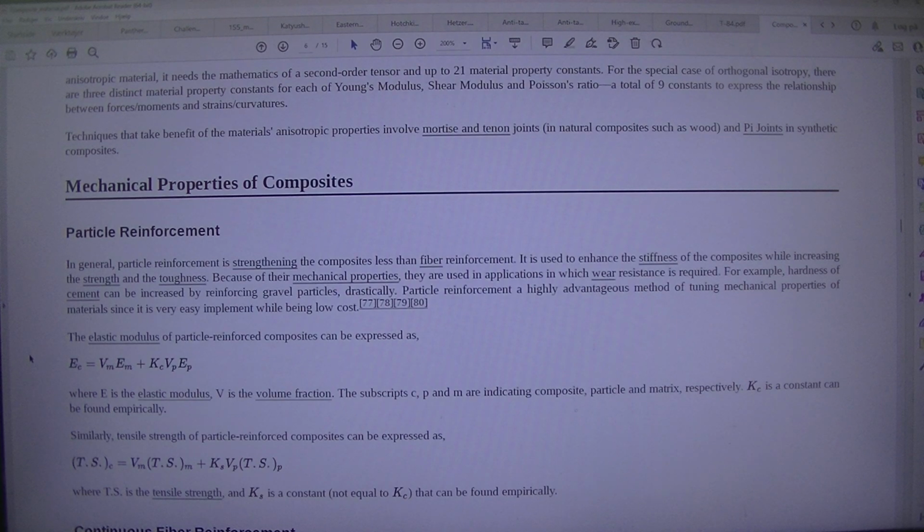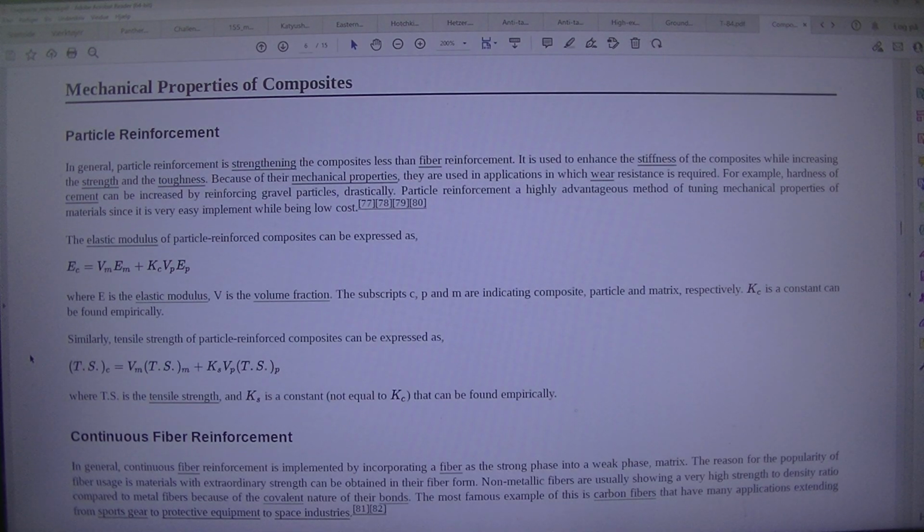Mechanical properties of composites. Particle reinforcement. In general, particle reinforcement strengthens the composites less than fiber reinforcement. It is used to enhance the stiffness of the composites while increasing the strength and the toughness. Because of their mechanical properties, they are used in applications in which wear resistance is required.